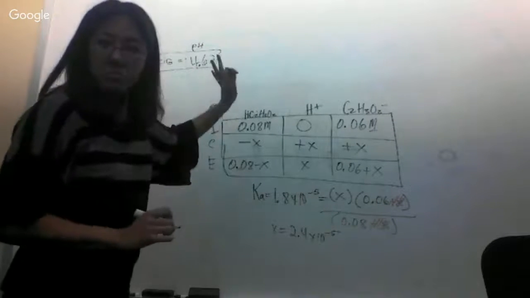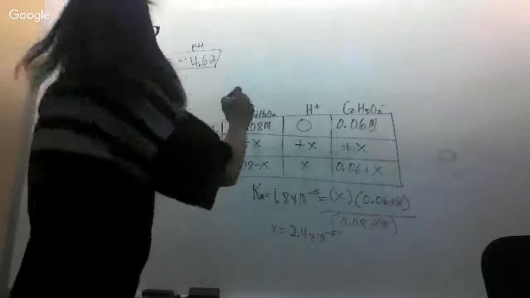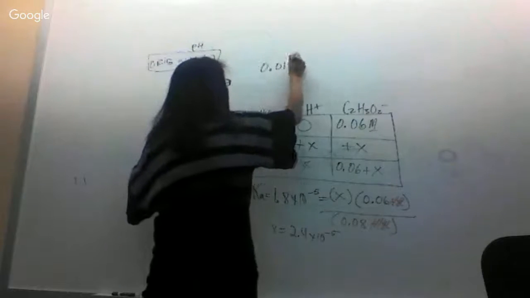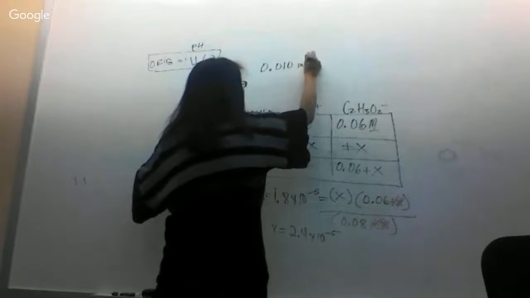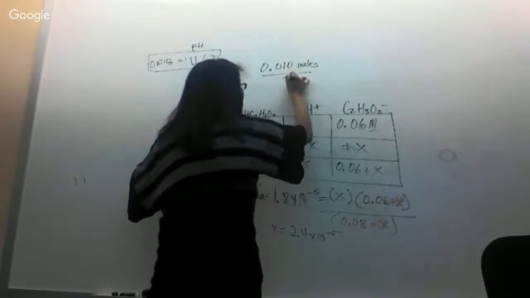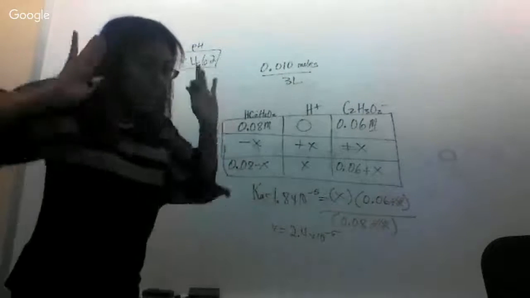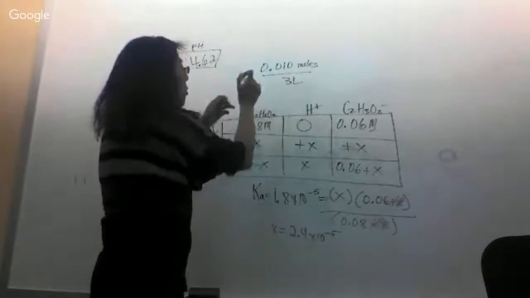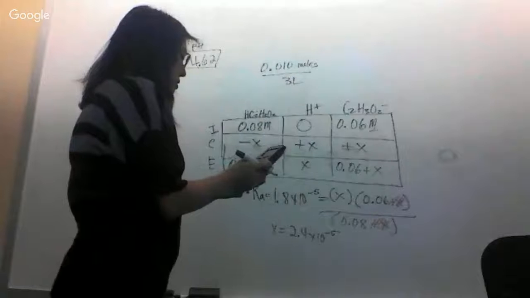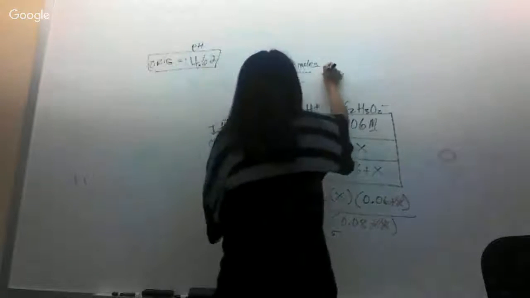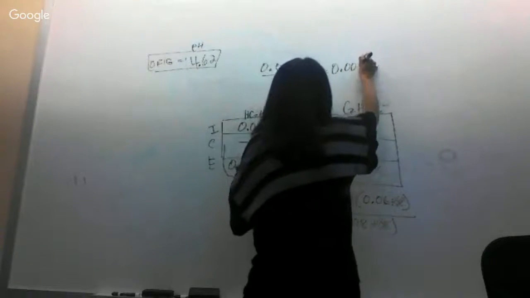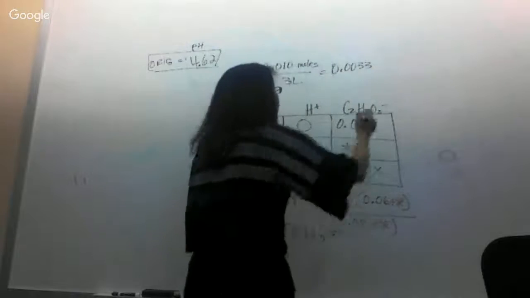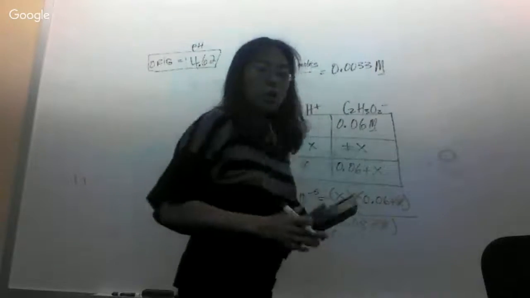Okay, leave that up there. So for number 3, we got to change this 0.01 moles divided by 3 liters. You got to change it to big M. Got to have the big M. All right, so 0.01 divided by 3 is 0.0033 big M.